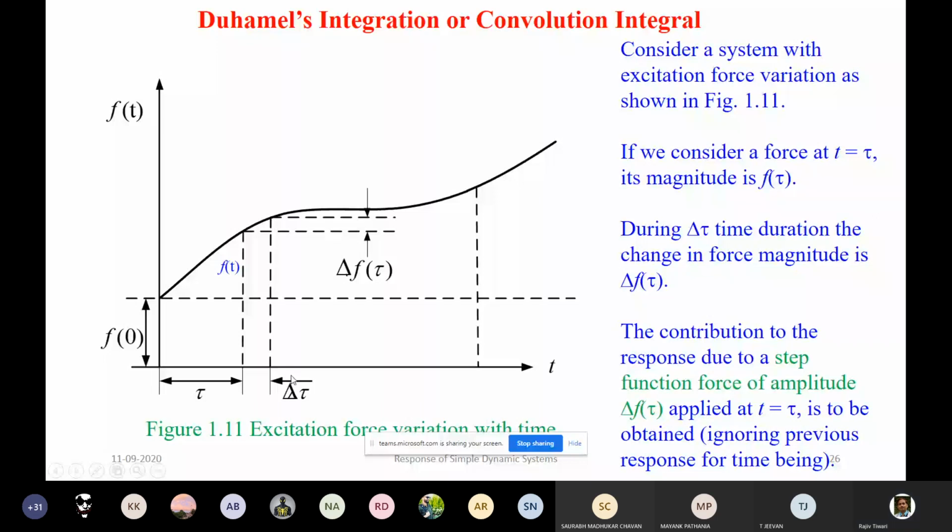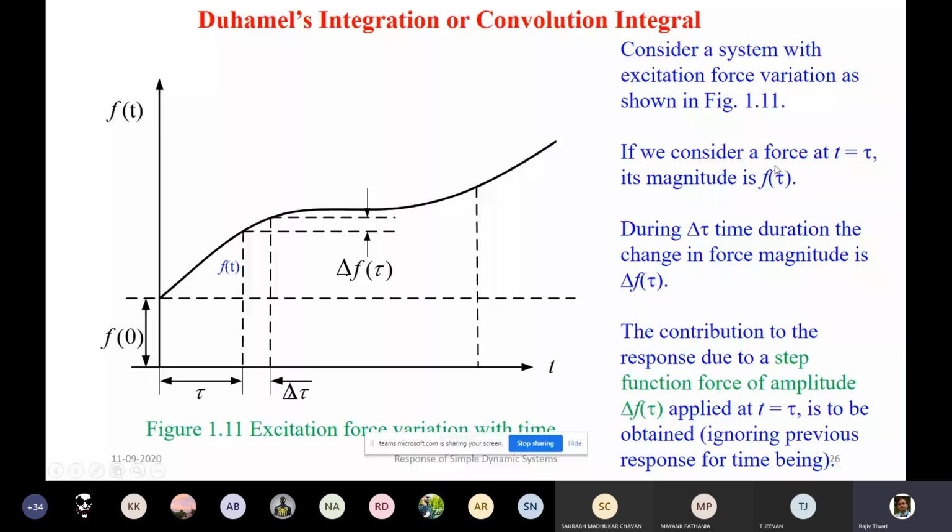This particular change in the force for a small duration we will assume as a step change in the force, and we'll try to bring in the concept which we learned in the last class, how we can find out the response due to this small change in the step force, and then we can sum all such step forces. If we divide this whole force region into small steps, then we can sum them up to get the total response of the system.